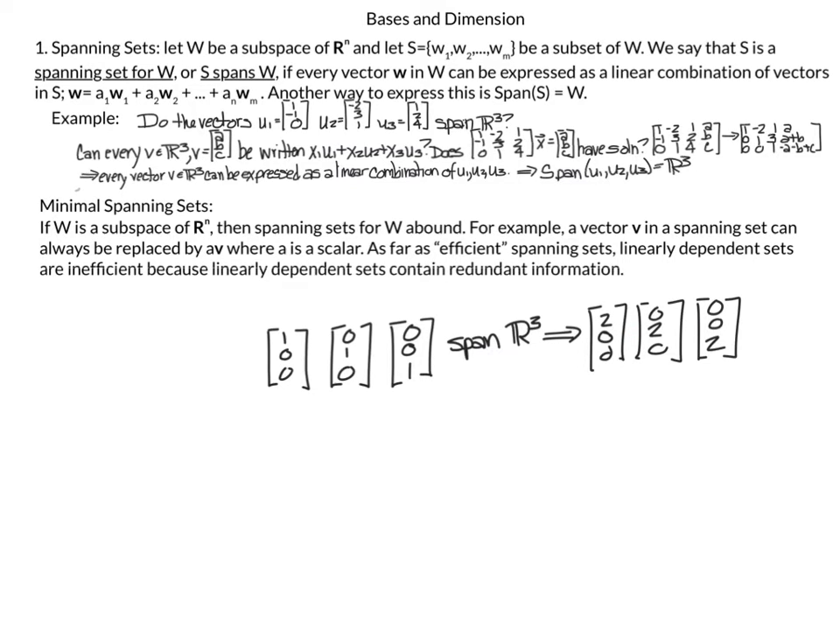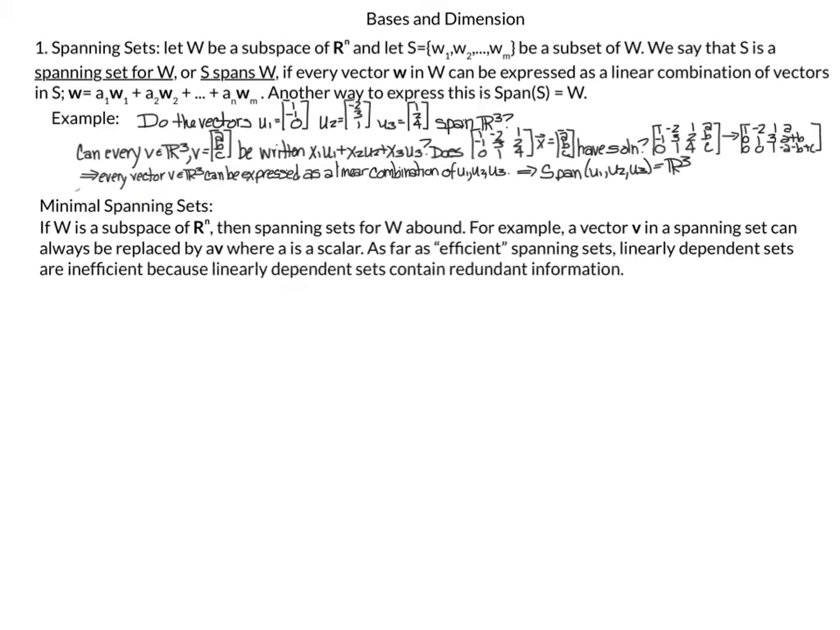And also, I didn't even have to multiply all of these vectors by 2. I could have just multiplied the last vector. So (1, 0, 0), (0, 1, 0), and (0, 0, 1), and I can multiply the last one by 1/2. That also spans R3. So it turns out for any vector space, there are many spanning sets, but we are concerned with finding efficient spanning sets. And it turns out if you have a linearly dependent set, they're inefficient because linearly dependent sets contain redundant information.